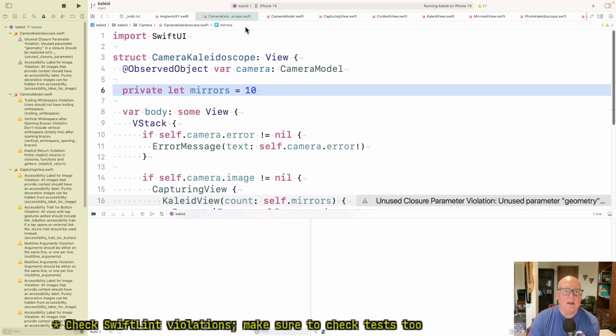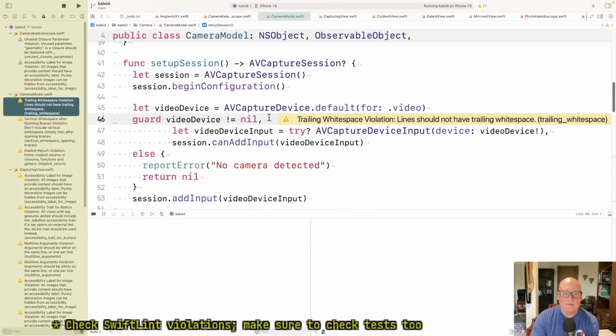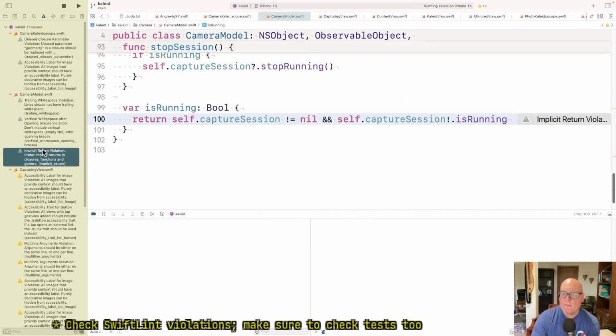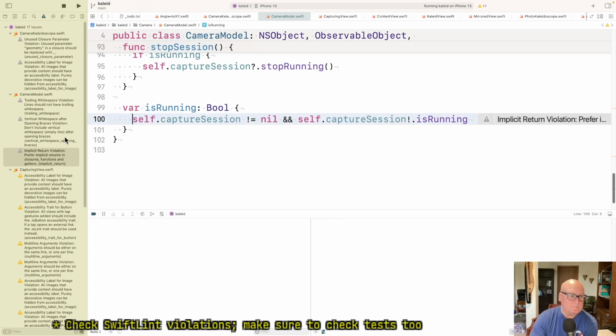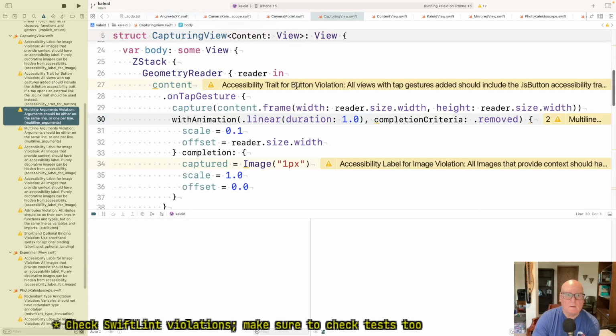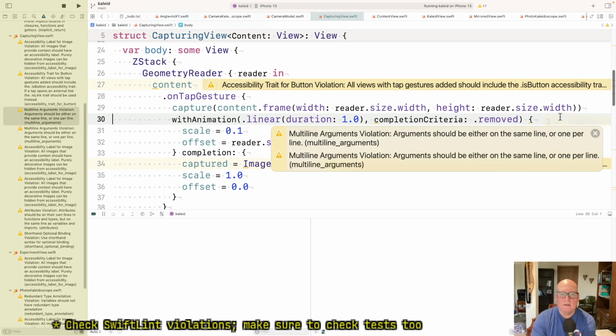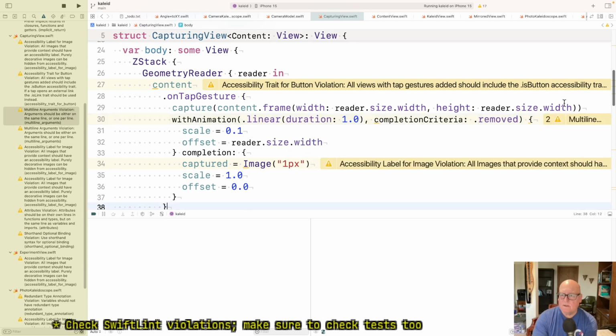All right, good. I'm going to leave the other errors for later. The accessibility stuff, we'll come back and do that after we get these. Implicit return, oh yeah. Multi-line arguments with animation. Well, I think that's sort of a known error in SwiftLint, or restriction on it.